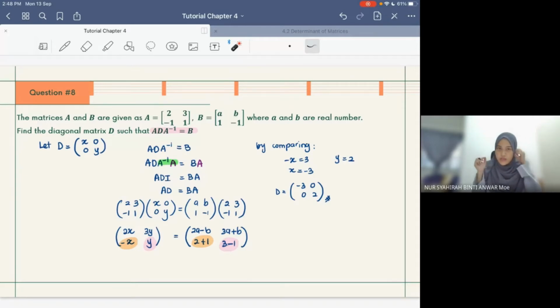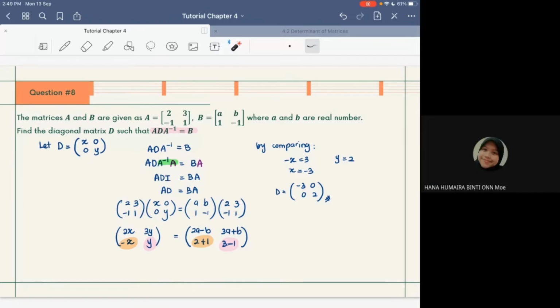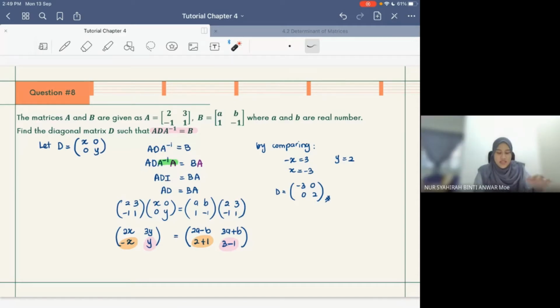Okay, so far soalan ni okay. Dia gunakan properties untuk cari a matrix. Okay, madam. Now kita move kepada next question. Soalan apa pula lepas ni?